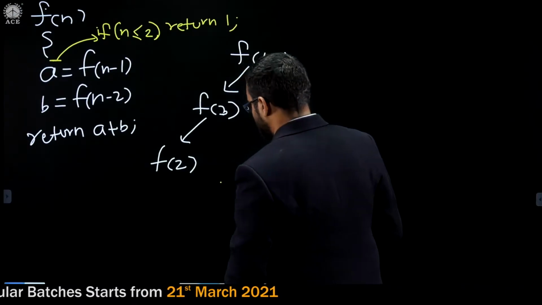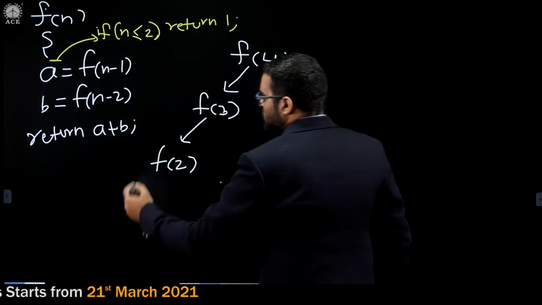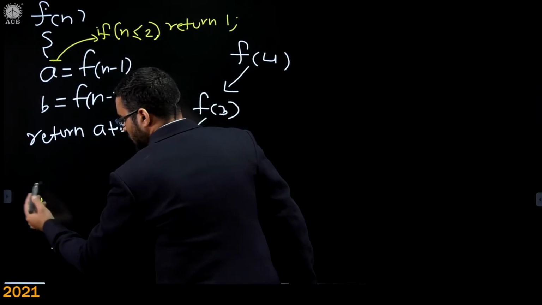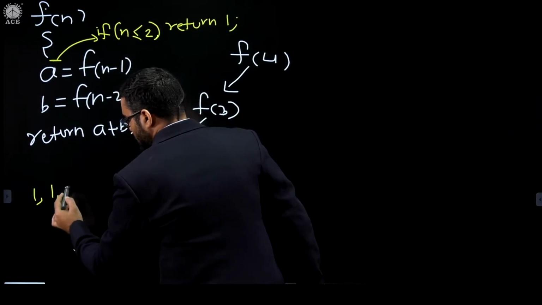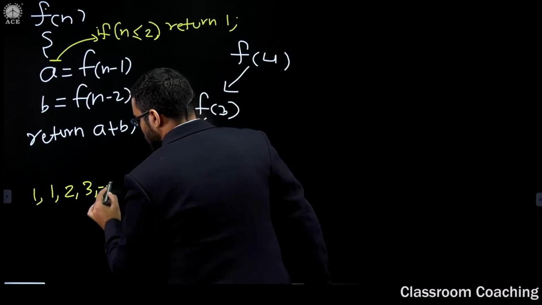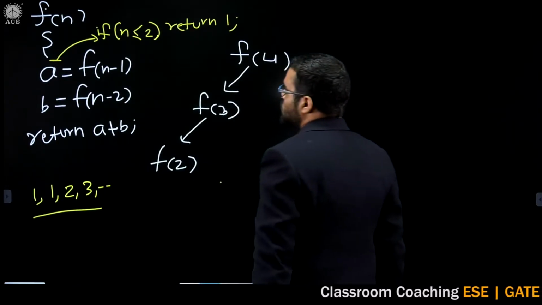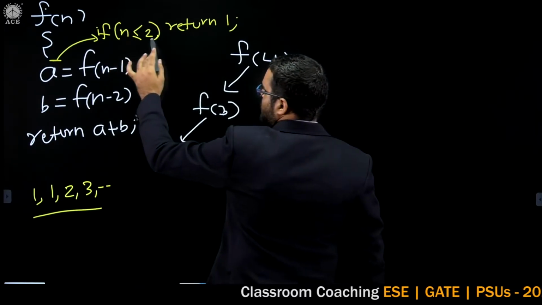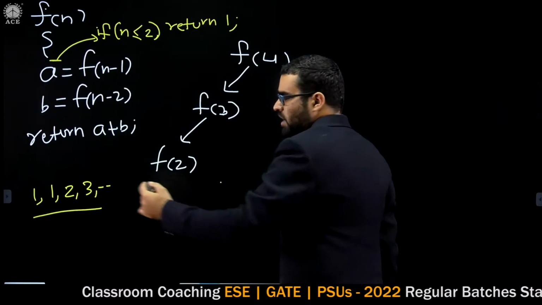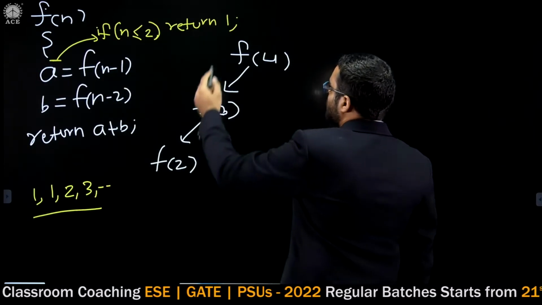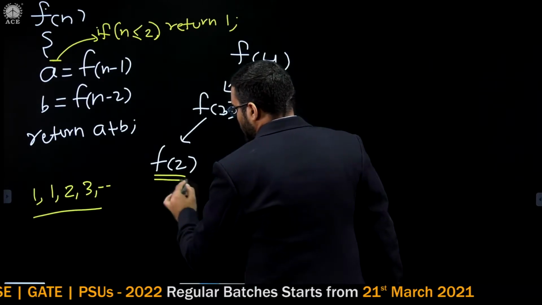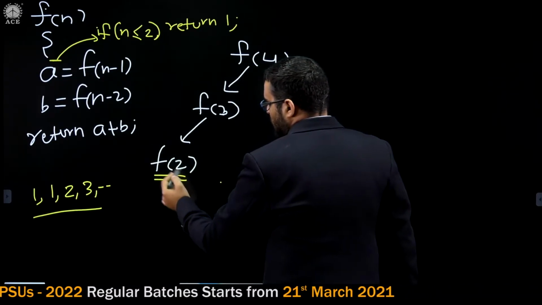We know the Fibonacci series. Let me write it down again: F1 is 1, F2 is 1, F3 is 2, F4 is 3, and so on. So if n is less than or equal to 2, what will be the value of F1 or F2? That will be 1, so we simply return 1.